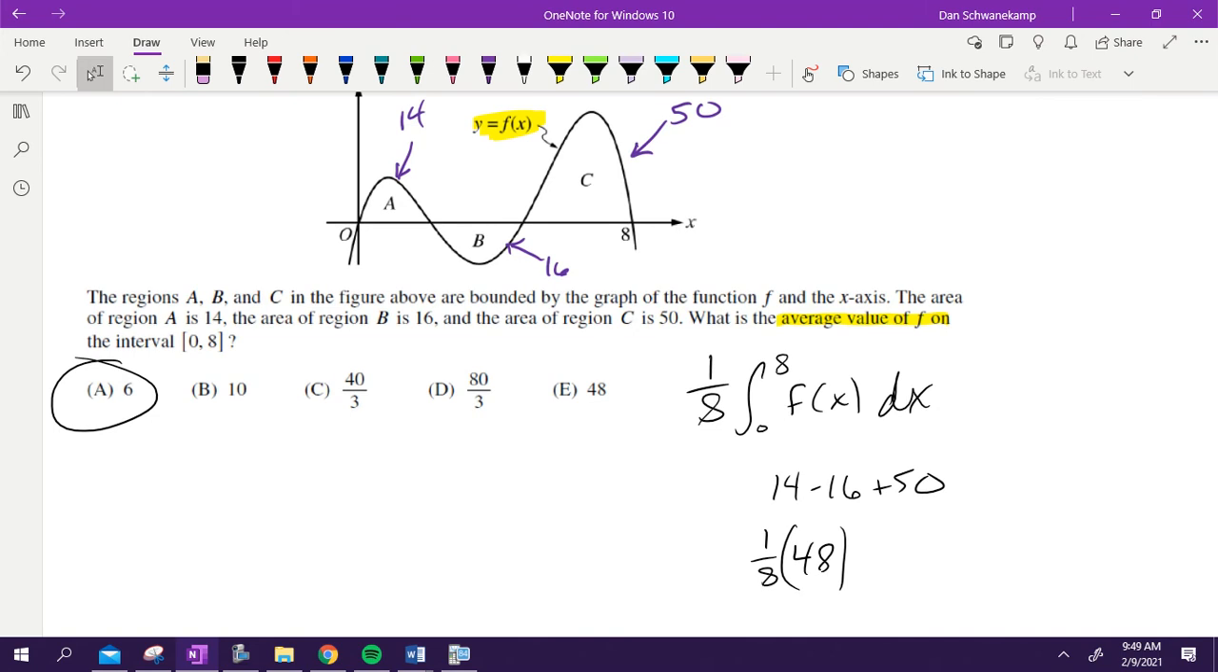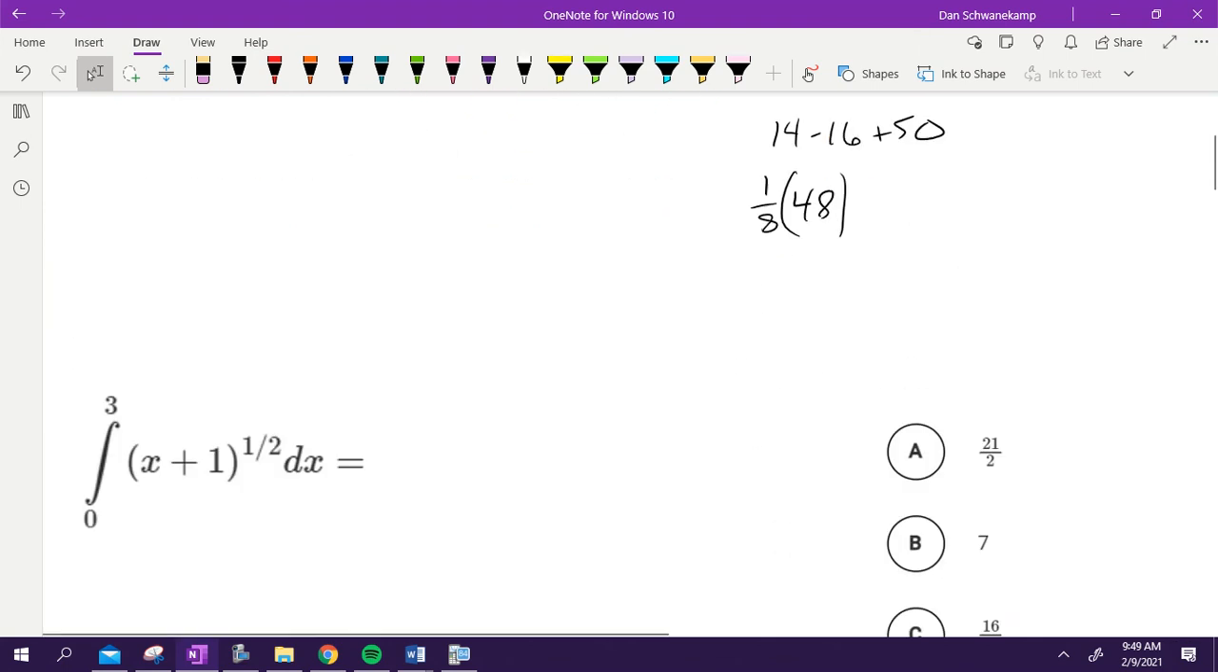Because that's average value. If I wanted to ask you to find your average test scores, you would take your test scores, you would add them all up and divide by 3, right? If I want to find the average value of f, I'm going to add them all up. I'm going to find the area under the curve and then divide by however many we got. Next one.